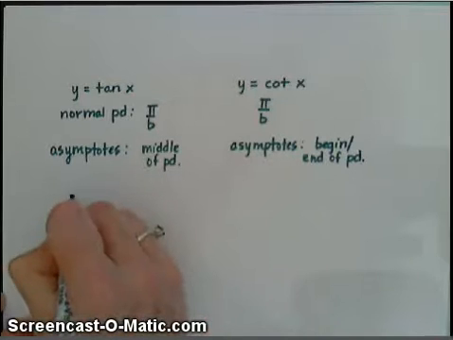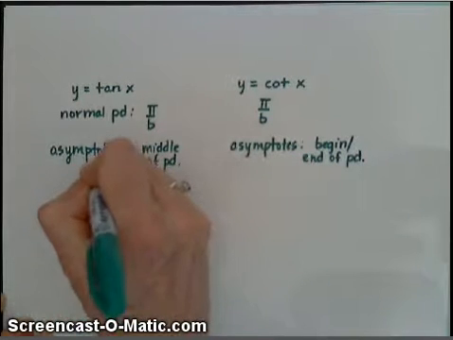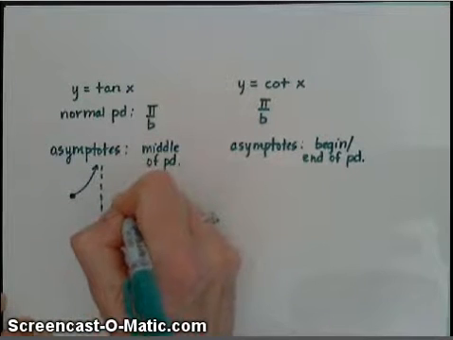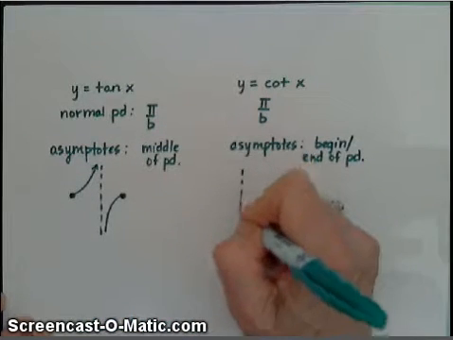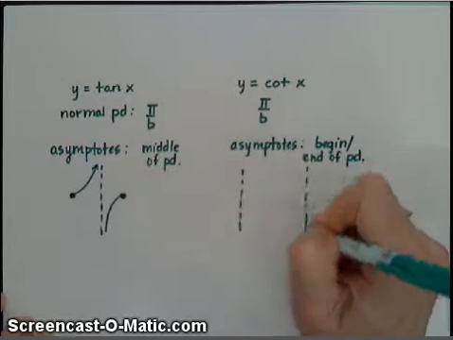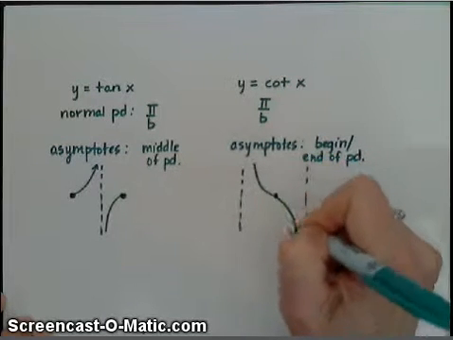Tangent's basic graph is going to start at 0 and move towards an asymptote. It's going to go like this and like this. That's one period. Cotangent is going to have the asymptote at the beginning and at the end. It's going to cross in the middle. It's going to come high, go low.